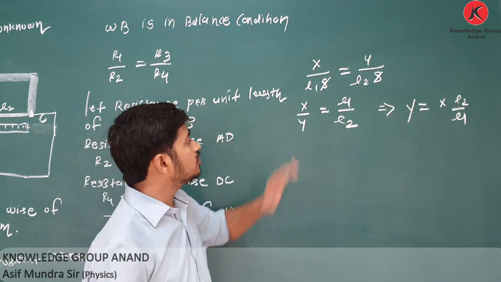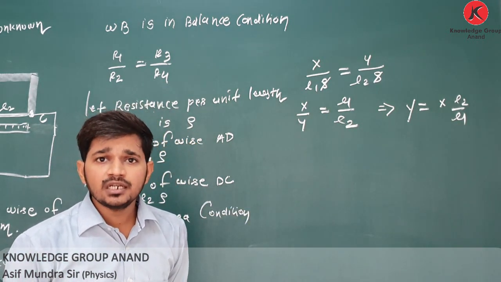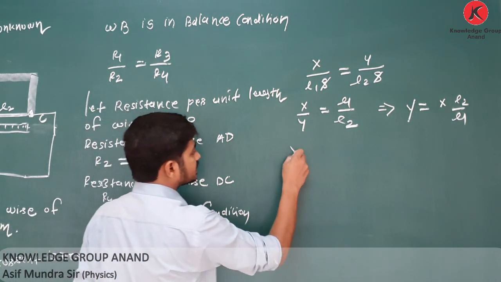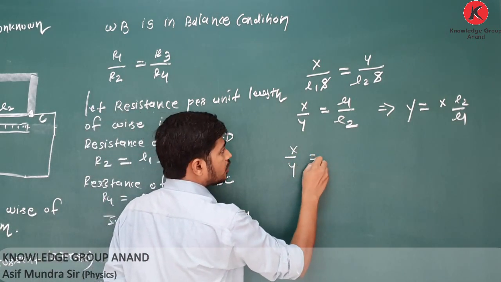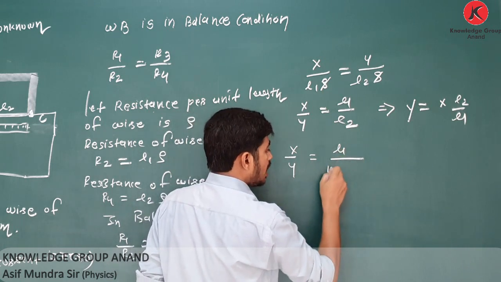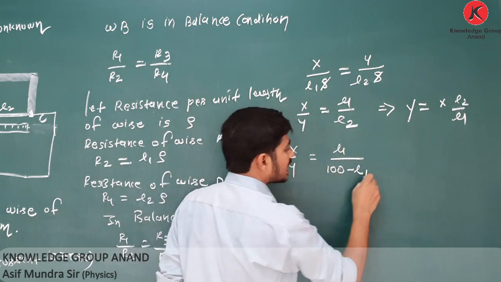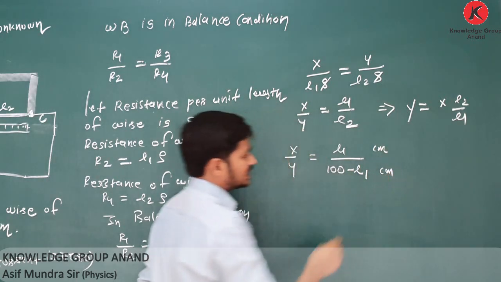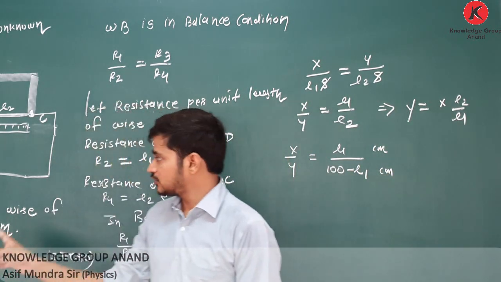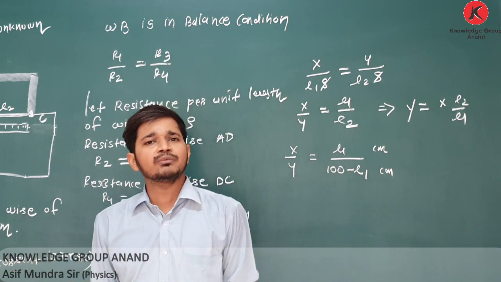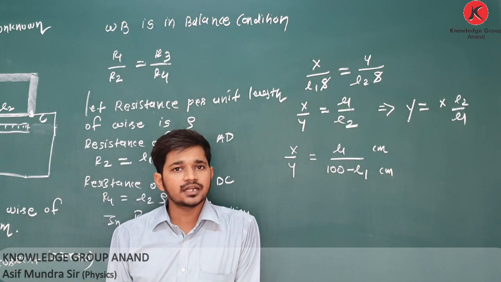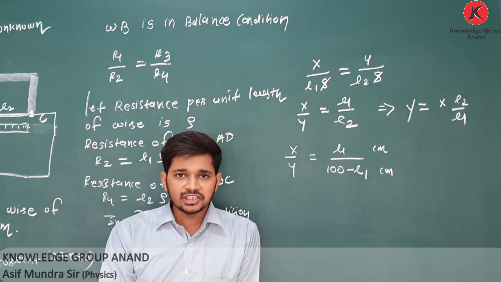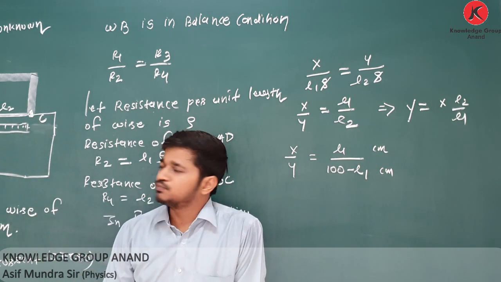You have to remember this equation. Clear about this? You can also write this equation as X upon Y is equal to L1 upon 100 minus L1, but here the length is in centimeters. Because what is the length of this wire? Again, it is 1 meter, meaning 100 centimeters. Clear? So that is the Wheatstone Bridge in balanced condition, and its application, the meter bridge.